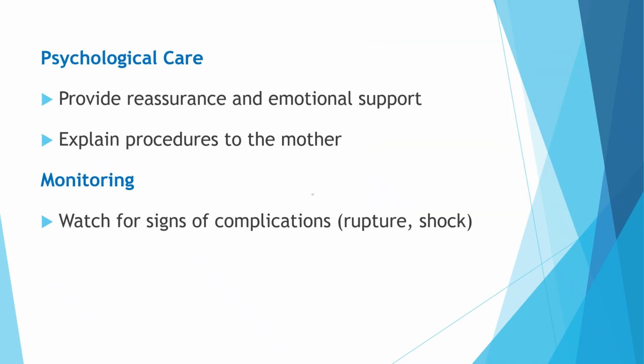Let's understand psychological care and monitoring. In obstructed labor, the mother is usually very anxious, scared, and exhausted. So as nurses, we must provide reassurance and emotional support, talk to her calmly, and make her feel safe. We should also explain all procedures clearly, so she understands what is happening and feels more confident. At the same time, we must be very alert and continuously monitor for complications like uterine rupture or signs of shock. Early identification is very important to save the mother and baby. So overall, along with physical care, emotional support and close monitoring are equally important.